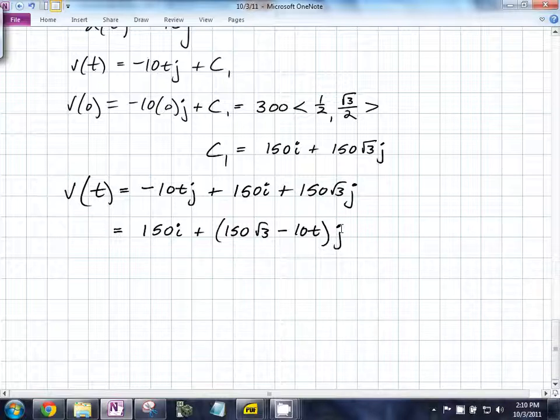Now what do we do? With velocity, what can we find now? Position, r of t. Some books use s, we use r in here. So what's r of t going to be, Chen? The integral of v of t. Yeah, so what's it going to be?